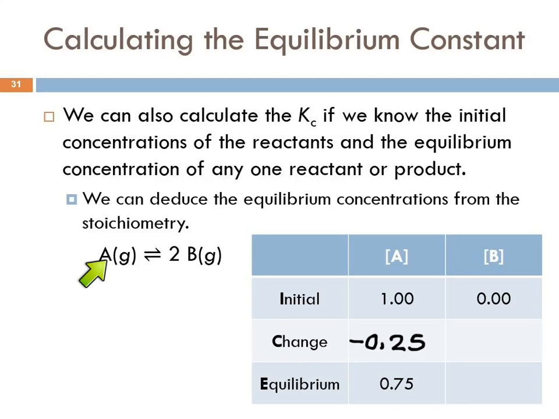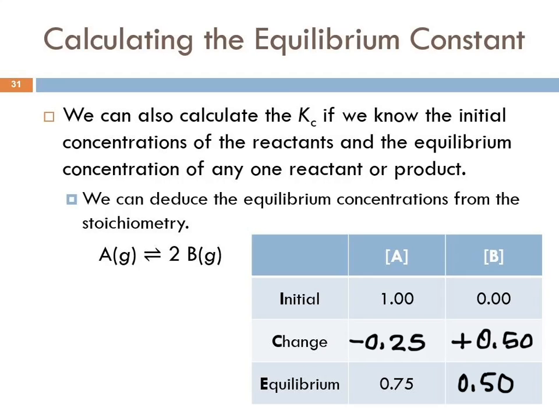If 0.25 of A reacts, how much B does that make? Twice as much, right? So if that's minus 0.25, this must be 0.50. This is saying that 0.25 moles per liter of A reacted, and that would generate 0.50 of B. So if it started with 0 and the change was 0.5, then the equilibrium concentration is 0.5. And we figured that out by only measuring one of them.